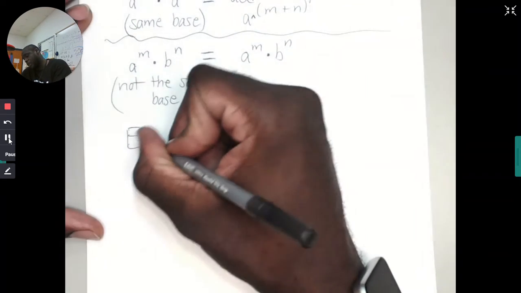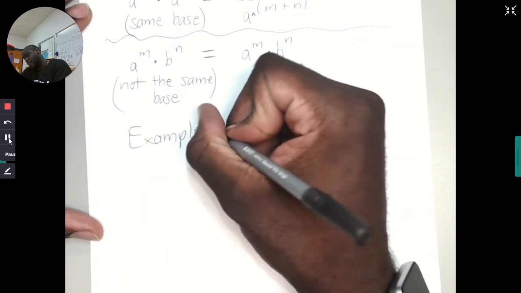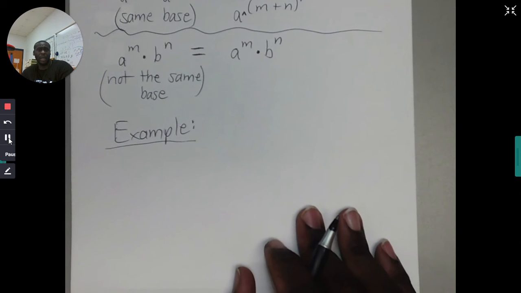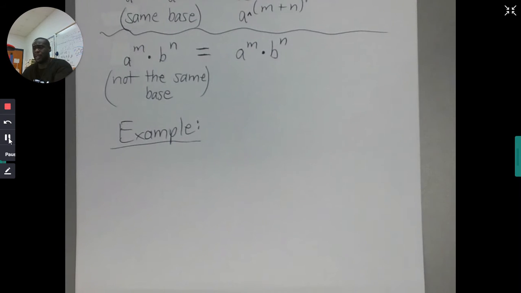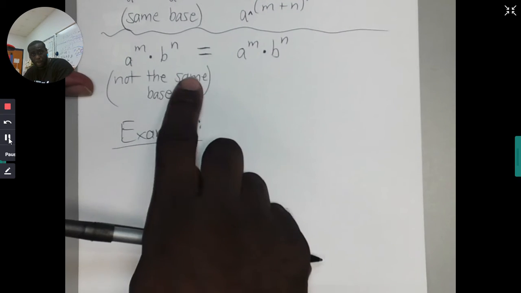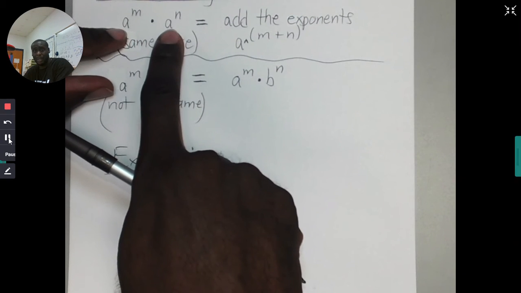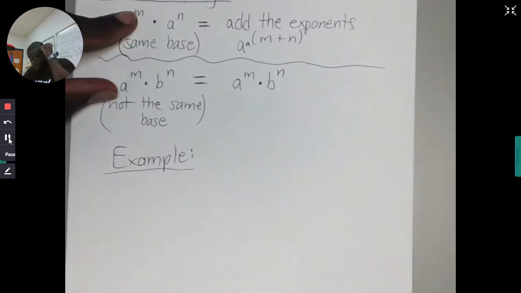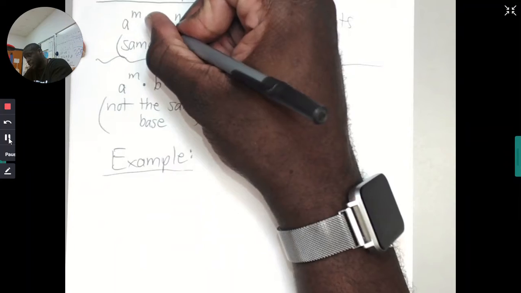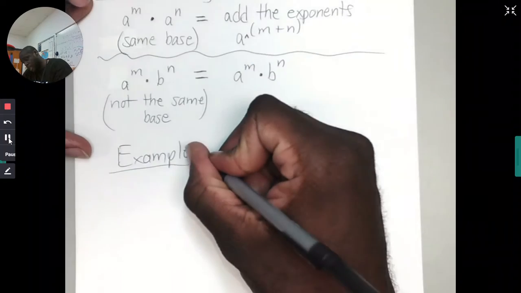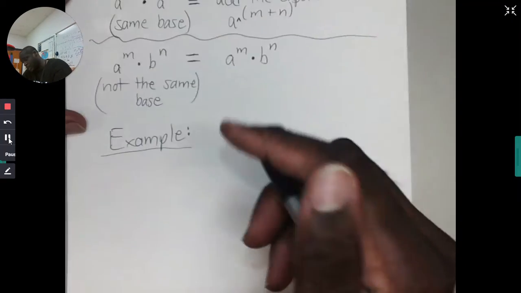So we're going to look at a few examples, and there are a lot of different ways that the product property can be applied, so there's no one particular way that it's going to look. But again, the principle behind it is that if you have the same base with exponents and they're being multiplied, you're going to add up the exponents. So let's do a few examples to help you out.